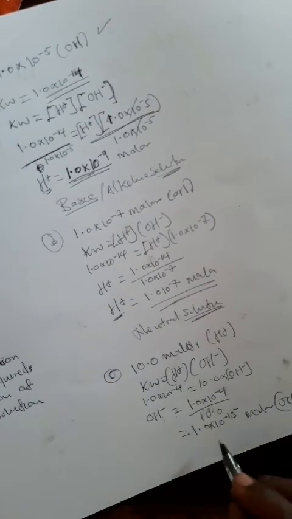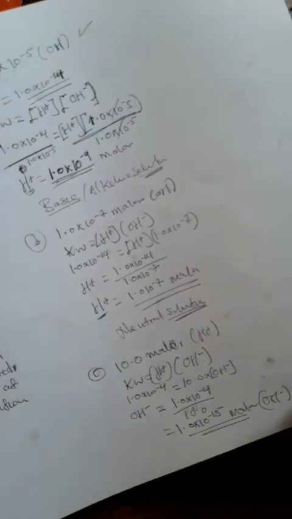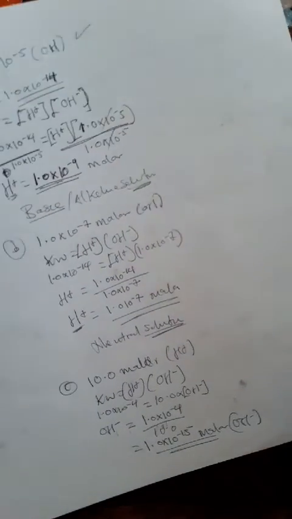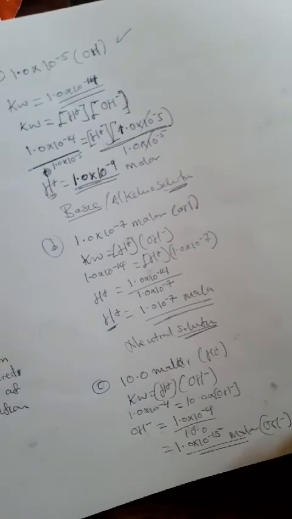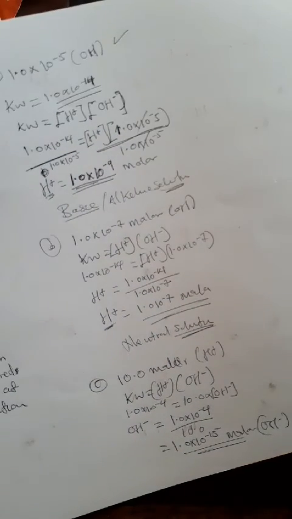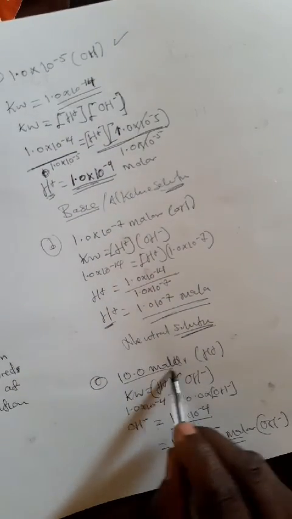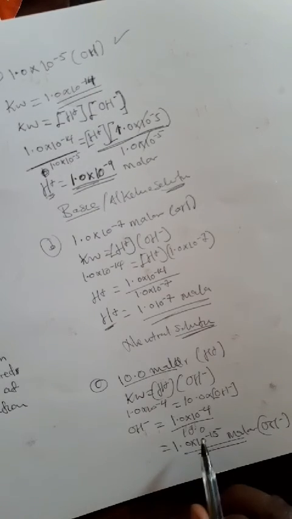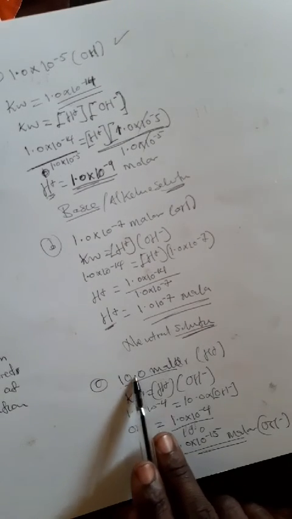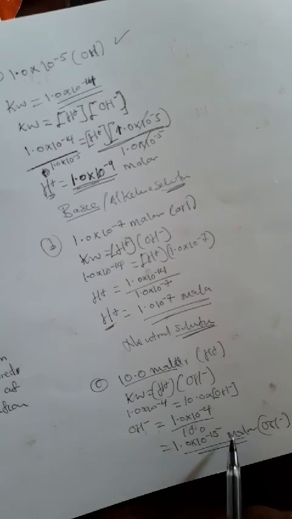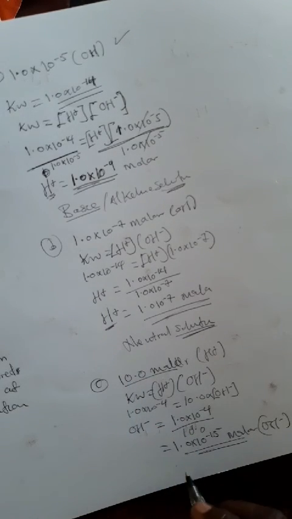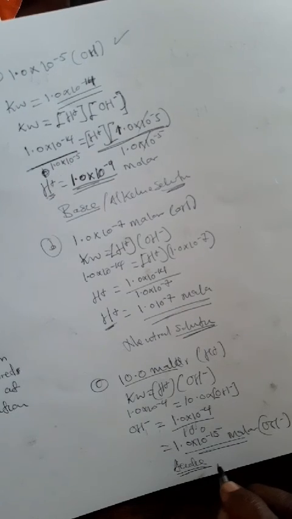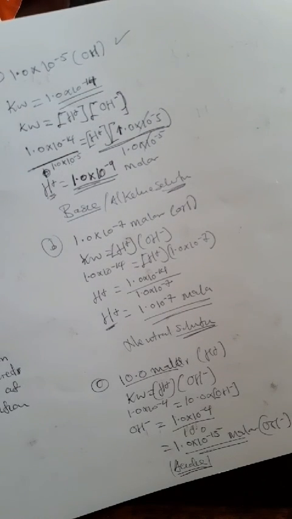So now when you compare the two, which one is greater between the molar of hydrogen ions and the molar of hydroxide ions? We can see that the hydrogen ion is greater than this. So we can say that this solution is acidic. It's acidic. So thank you.